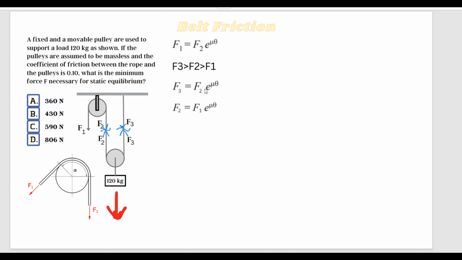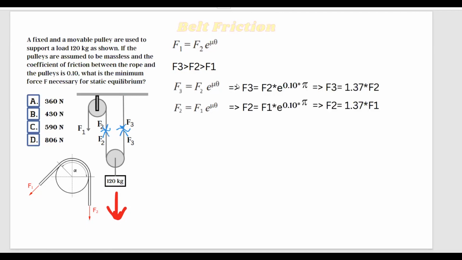And now let's calculate this e to the power mu multiplied by theta, because we have mu given in the problem as 0.10. And theta, figuring out from this system here, our theta is going to be 180 degrees. Expressed in radians, this is going to be pi. So let's do that. I'm going to move forward from this formula here.